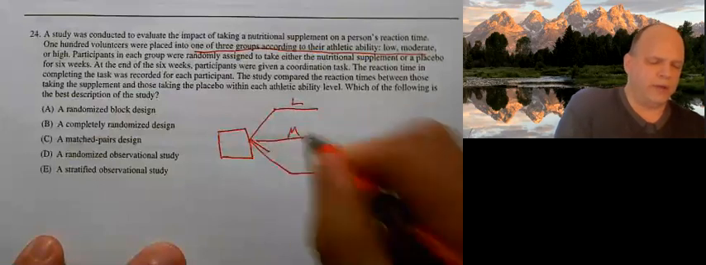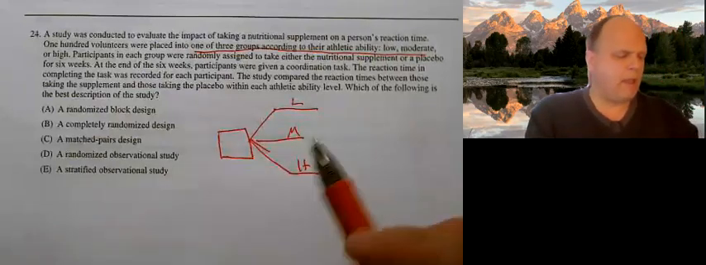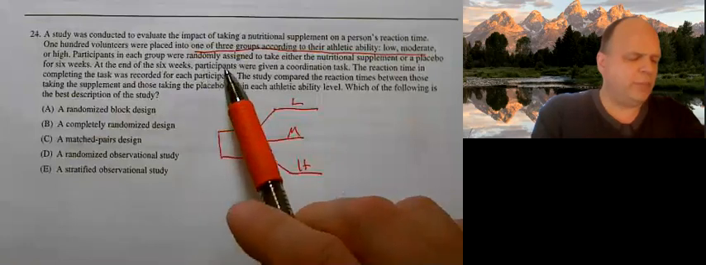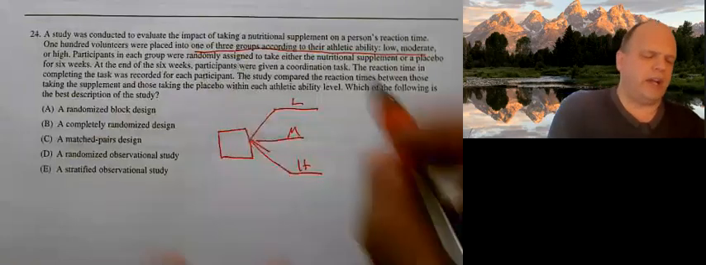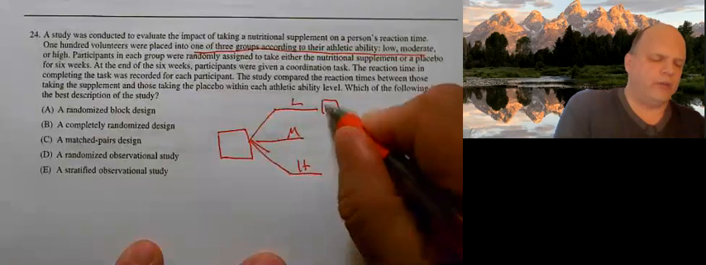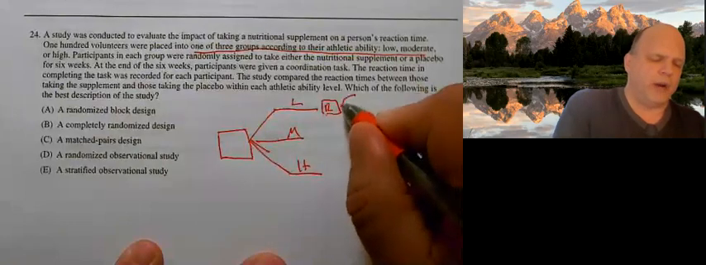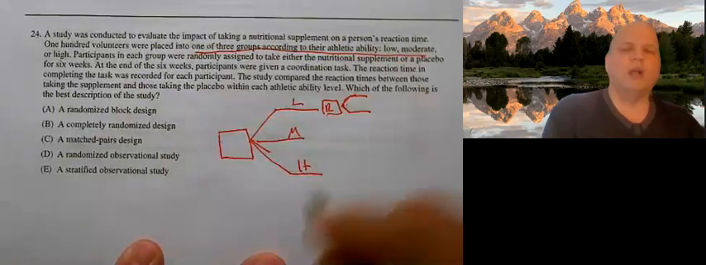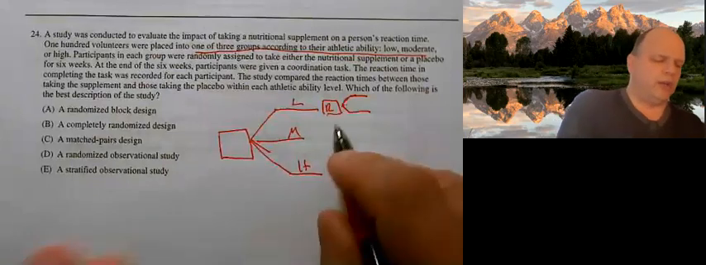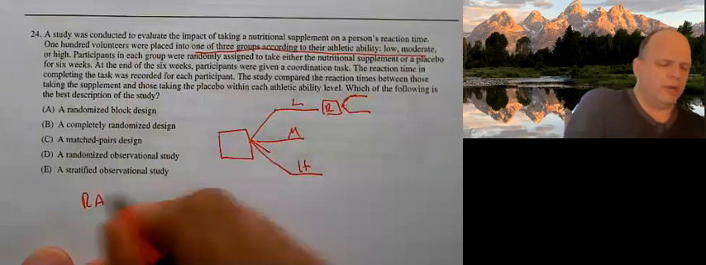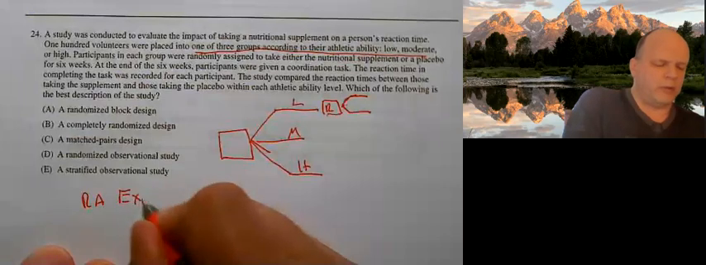Low, moderate, and high. Participants in each group were randomly assigned. Ooh, I like that phrase, randomly assigned. If I'm randomly assigning something, because I use the word random assignment, this is an experiment.